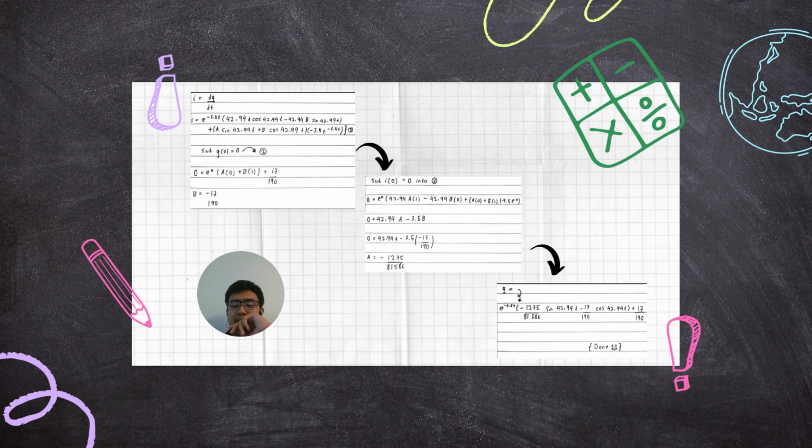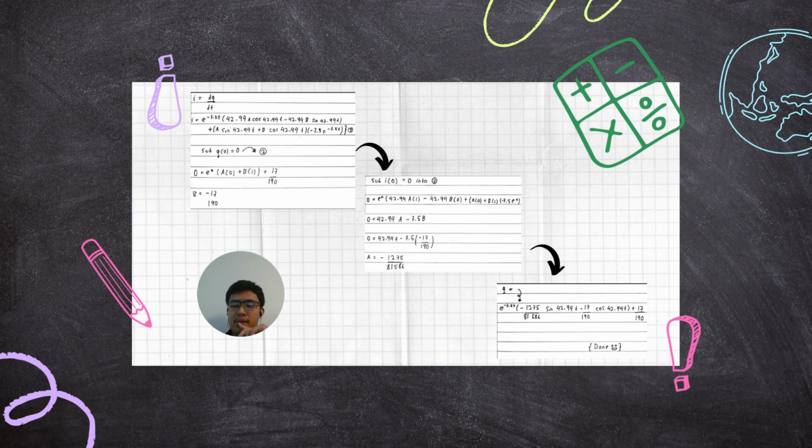Okay, continue. 0 equals e^0 times (42.94 A times 1 - 42.94 B times 0) plus (A times 0 + B times 1) times -7.5 e^0. After we solve this equation, we get A equal to -1275 over 81,586.